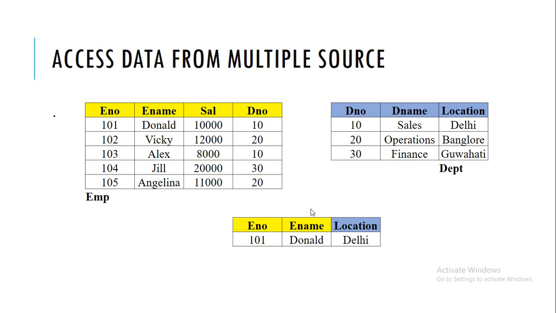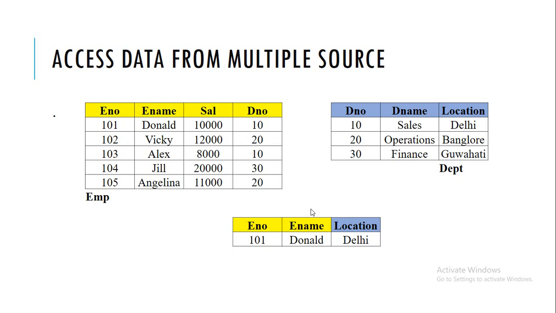Employee number is a number data type, with values 101, 102, 103 inserted. Similarly, employee names Donald, Vicky, Alex, Jill and Angelina are varchar2. Salary and department number are also number data types. The other table is the department table, where we have columns department number, department name and location.